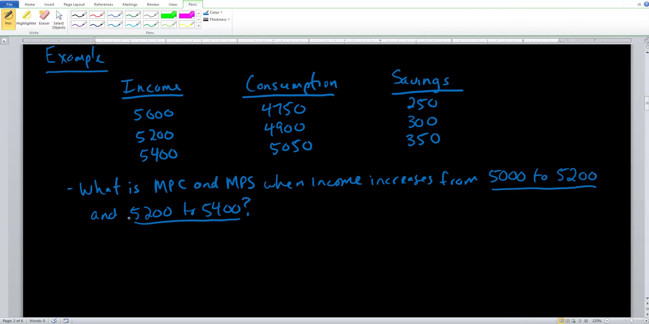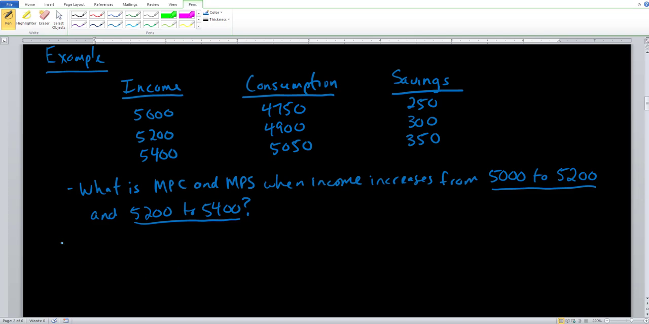So the question that I can ask is, what is MPC and MPS when income increases from 5,000 to 5,200 and 5,200 to 5,400? So with the marginal measures, I actually have to give you a starting point and then an ending point. So where's your initial point and then where are you going to? So notice how the wording of this question differs from the average measure. For the average measures, all I really need to give you are 2 numbers and you're good to go. But here, I need to give you where you're starting from and then where you're ending. And we'll do this 2 times.